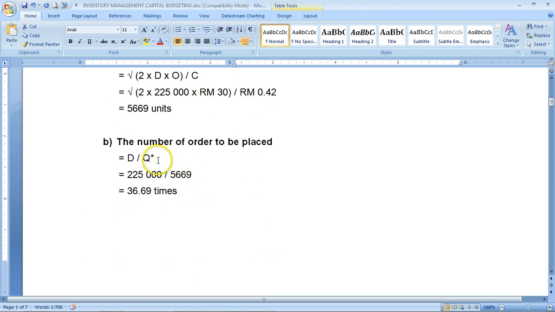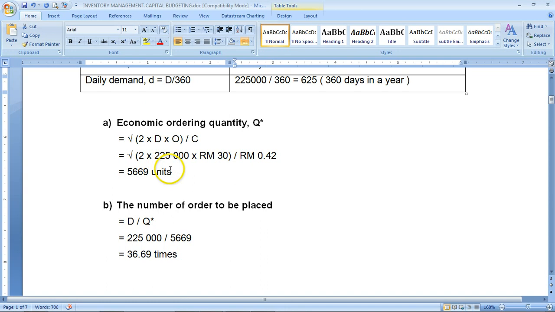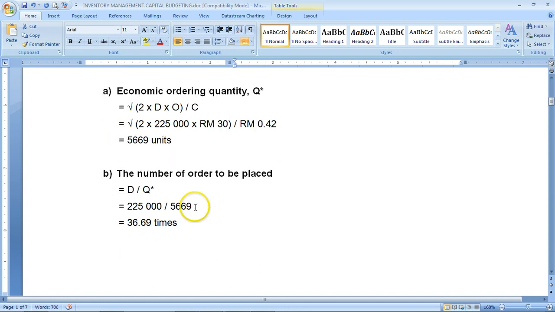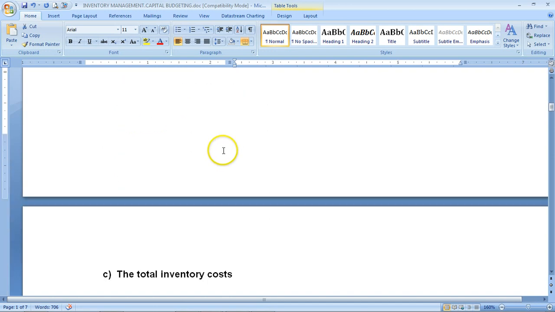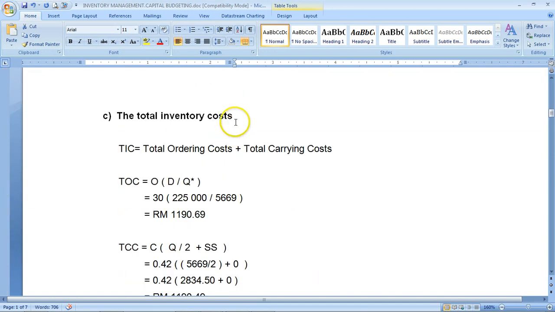225,000, you divide by the Q that you get just now in question A. So 5,669. So the time is 36 point something, roughly 37 times in the year you place the order. Okay, now the next question, total inventory cost.